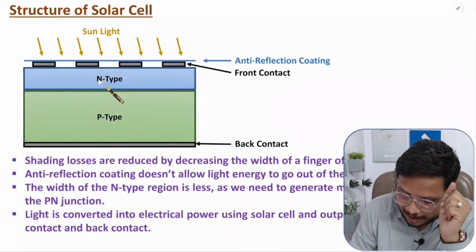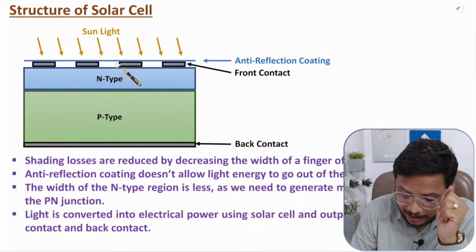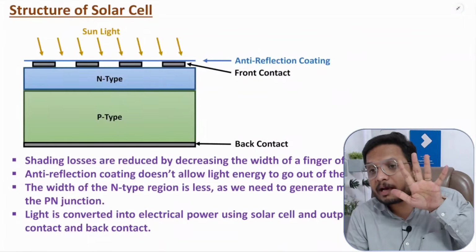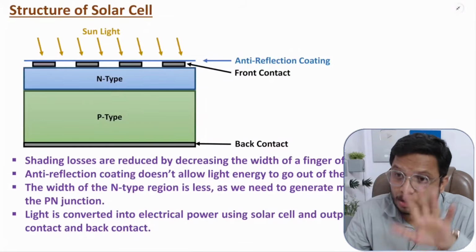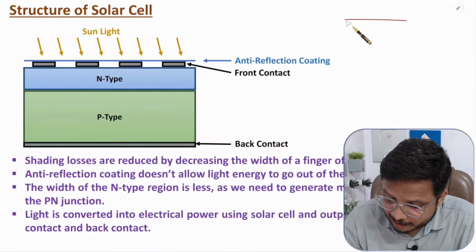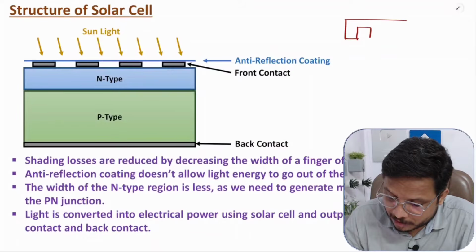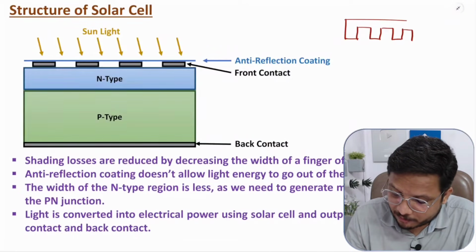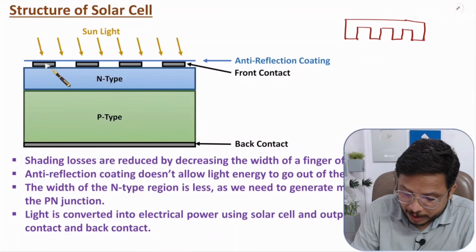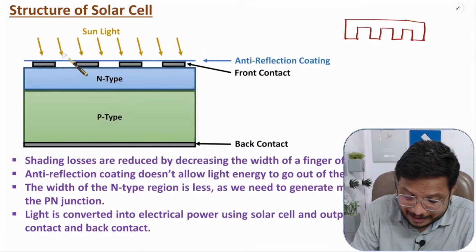See, here at the N type, we have the front contact, and those contacts are like finger contacts. If I show you the top view of this front contact, it will be something like this. Let me draw it over here. You can observe, right? That is how the front contact will be. And from the front view, you can observe this portion only, right? And in between the front contacts, there is a gap. Through this gap, light can enter inside.